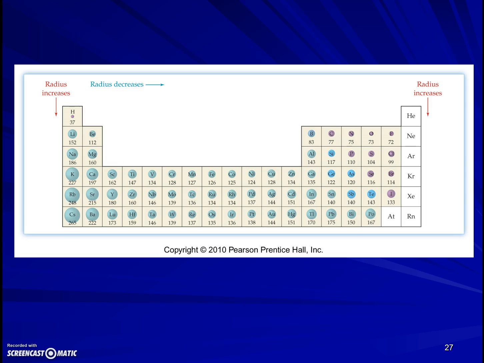And so as we go across the table, we have more and more protons pulling in on the same number of energy levels, and it gets tighter and tighter and tighter until we have to add another energy level, and then we get a bigger atom. And so that's why the biggest atoms are in the lower left corner of the periodic table, and the smallest are in the upper right. And as far as size goes, we can think of hydrogen really kind of being in either spot, but over here even more so than over here. Hydrogen and helium are kind of tricky to place on the periodic table based on their trends and based on their electron configurations.